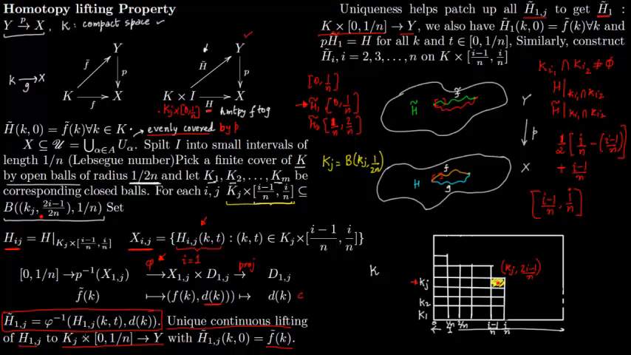And then you have the unique continuous lifting. You get different cages. You glue all these cages together because the lifting is unique, and that is what will give you the H1 tilde. Then you similarly construct H2 tilde and so on, and you paste them together because they agree on the endpoints or the end intervals.